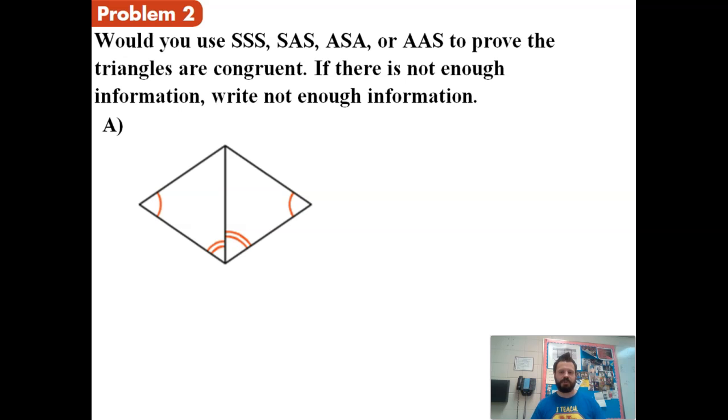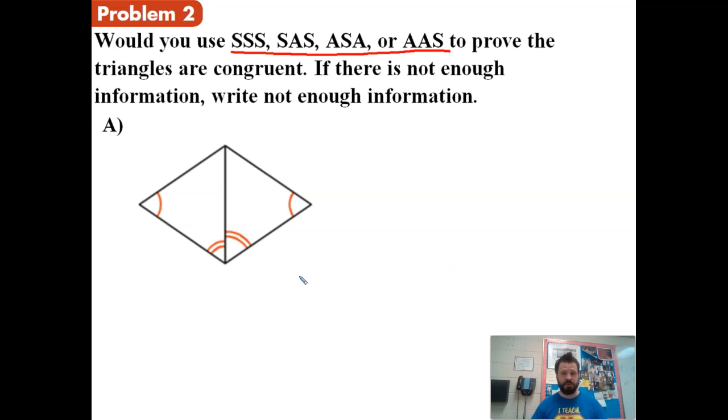All right, now problem 2 is going to be the big question for this section here. It asks, would you use side, side, side, side, angle, side, angle, angle, or angle, angle, side to prove the triangle is congruent? Or we could have not enough information. So basically what I want to do is give you a bunch of different triangles here and mix all our different shortcuts together and make sure that we can tell the difference of when you'd use one as opposed to the other. Okay, so let's run through one together here quick.